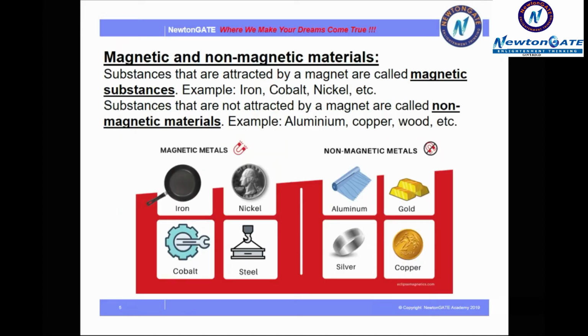Now comes magnetic and non-magnetic materials. Substances that are attracted by a magnet are called magnetic substances. Example: iron, cobalt, nickel, etc. Substances that are not attracted by a magnet are called non-magnetic substances or materials. We can find a lot of examples in and around us, for example aluminium, copper, wood, glass, etc. In the diagram below, you can see it very clearly.